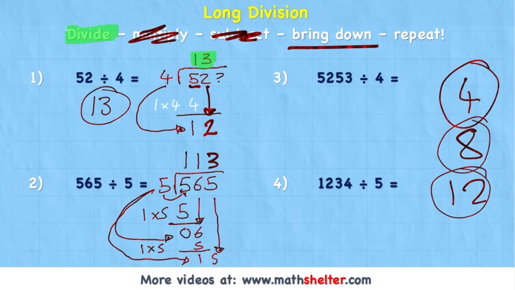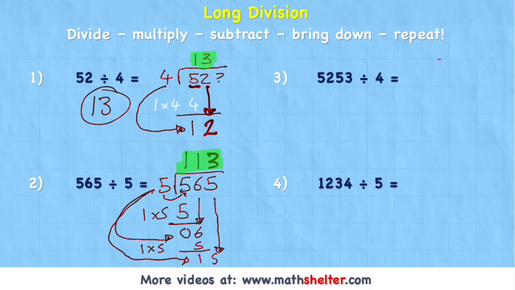So 565 divided by 5 is 113. Simple. Let's get a bit harder now with 5,253 divided by 4. First step, how many 5s are there in 4?